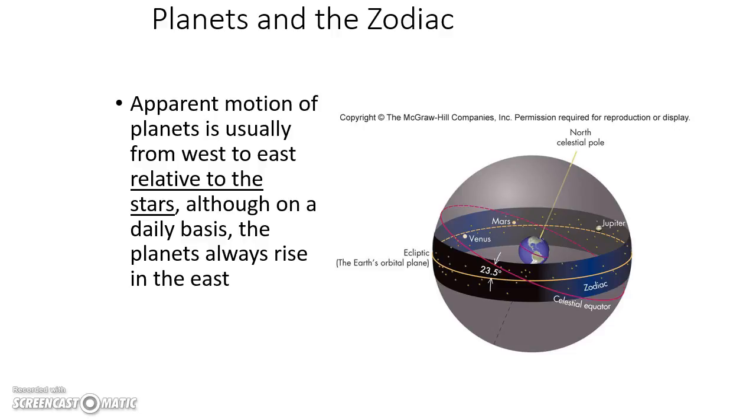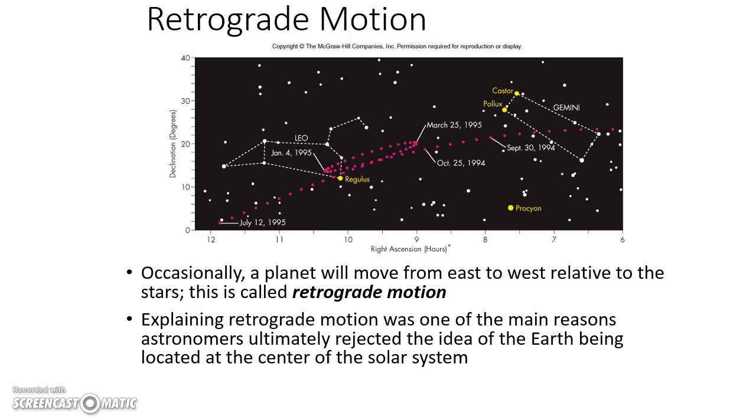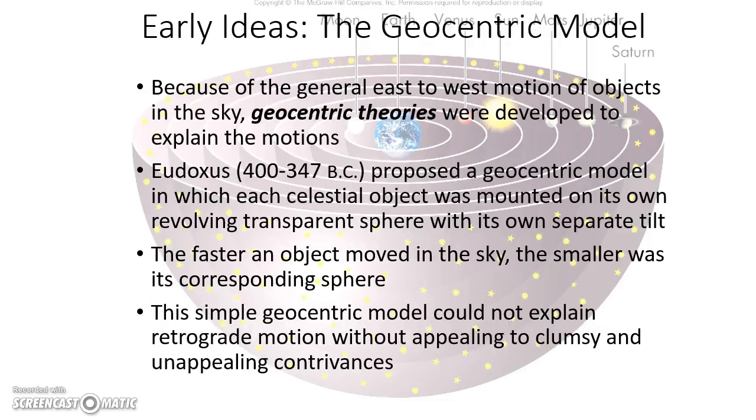If you look to the diagram, you can see the north celestial pole and the ecliptic, which is the Earth's orbital plane. You also notice Jupiter, Mars, and Venus are all gathered about the zodiac with the celestial equator. Retrograde motion. Occasionally a planet will move from east to west relative to the stars. This is called retrograde motion. Explaining retrograde motion was one of the main reasons astronomers ultimately rejected the idea of the Earth being located at the center of the solar system.